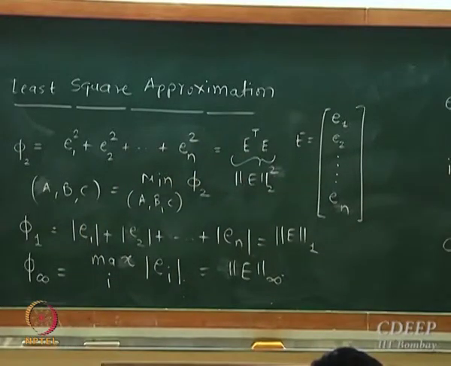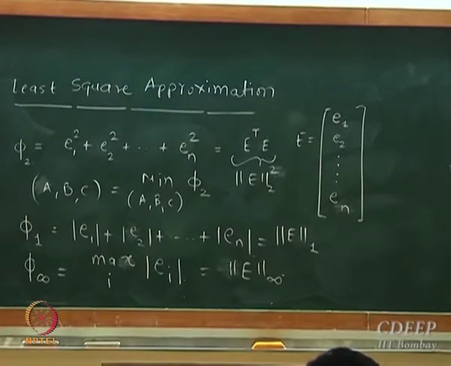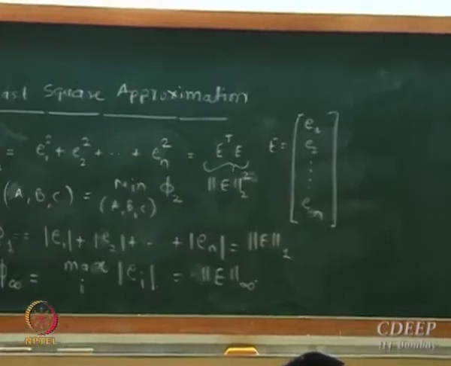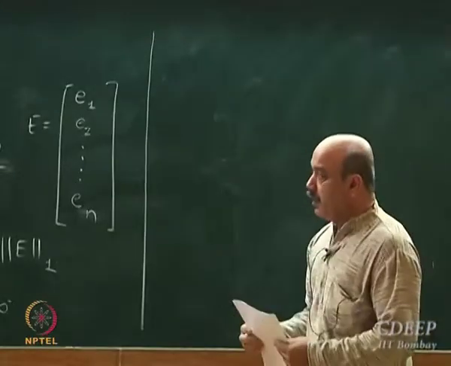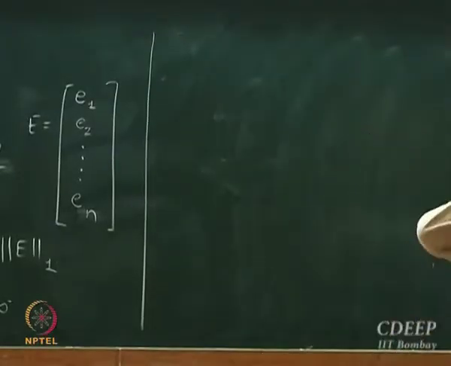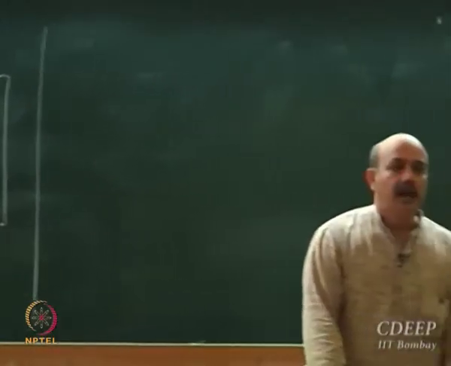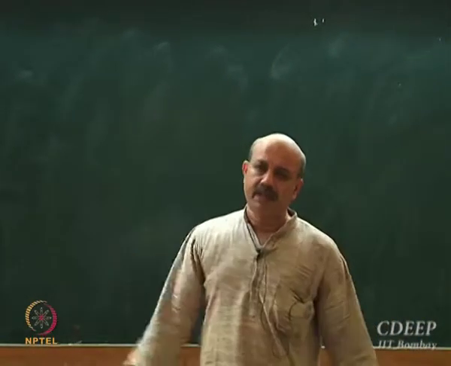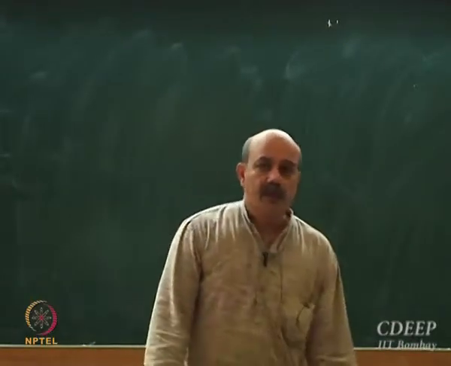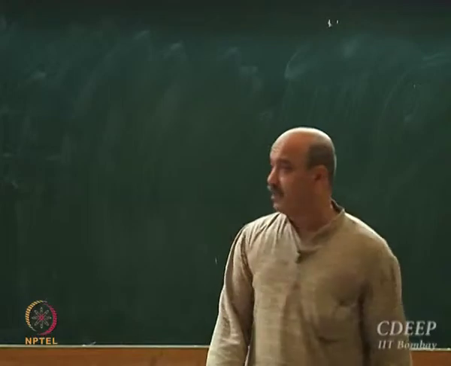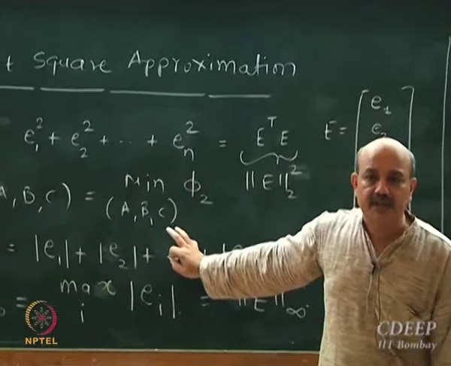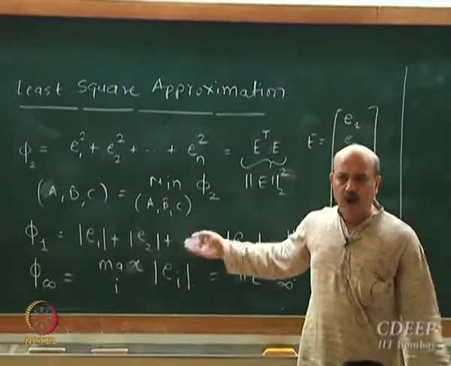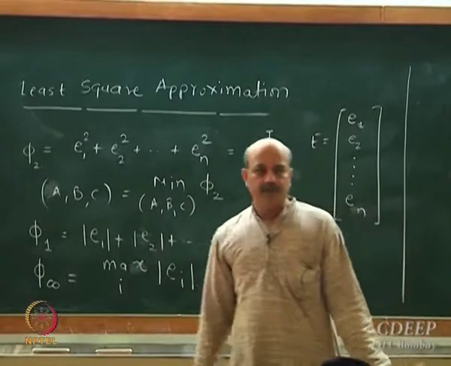Okay, now let's push this to the background. We'll come back to this CP versus temperature business a little later. Let's look at an abstract problem now. My abstract problem is I want to minimize an objective function. Why just look at 3 variables? I'll look at general n variables. I have a scalar function. What is this function? Phi 1, phi 2, phi infinity. These are scalar functions. Norm is a scalar function, right?